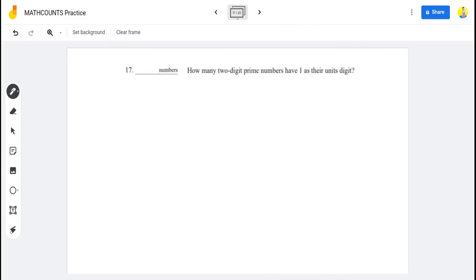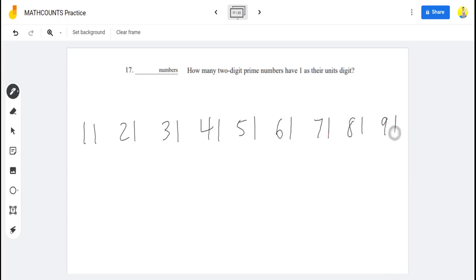How many 2-digit prime numbers have 1 as their units digit? Let's just list out all the 2-digit numbers that have 1 as the units digit. So 11, 21, 31, 41, 51, 61, 71, 81, 91. Now, 91 works. 81 does not work. 71 works. 61 works. 51 does not work. 41 works. 31 works. 21 does not work. And 11 works. So the answer is just 6.